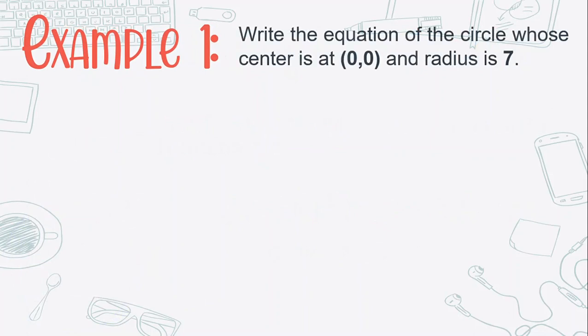Now let's have example number 1 in the equation of the circle. For example, we have to write the equation of the circle whose center is at (0, 0) and the radius is equal to 7. Again, let's use the center-radius form of the equation of the circle, which is (x minus h) squared plus (y minus k) squared is equal to r squared, where again h and k are the coordinates of the center and r is the radius.